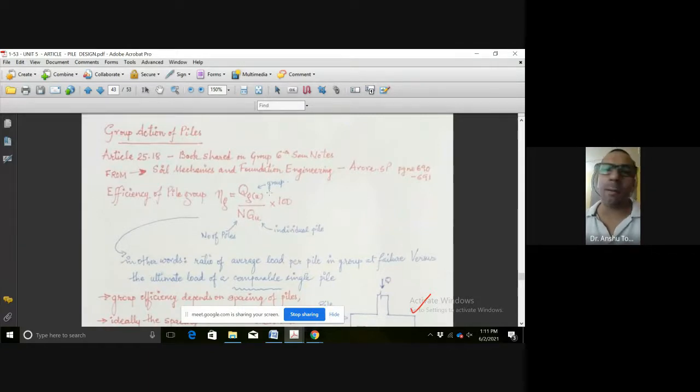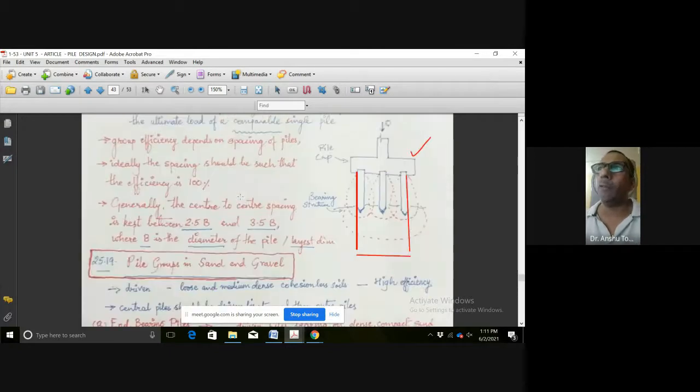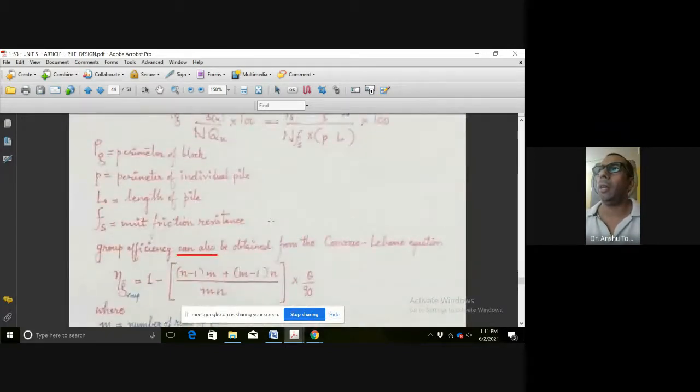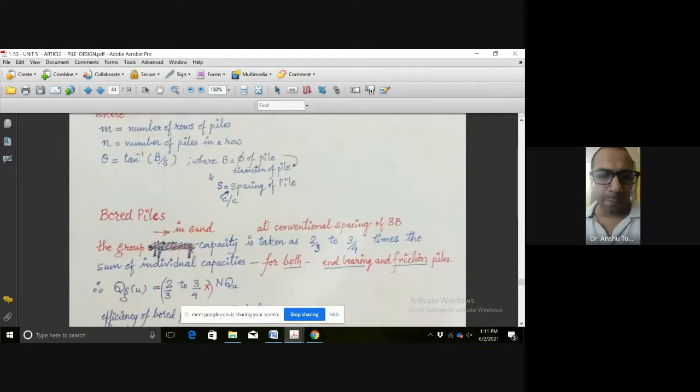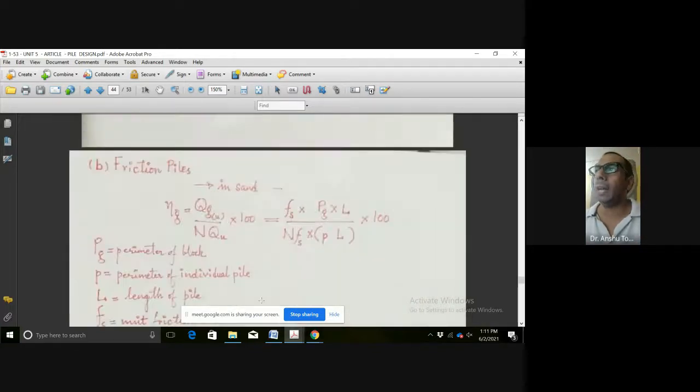अगर हमें ग्रुप एक्शन निकालना है तो जो फॉर्मूलाज हमने पहले यूज किए थे, यानी पॉइंट बियरिंग में, QU is equal to FS AS plus FP AP. FS AS क्या है? FS AS is skin friction resistance stress plus surface area of the pile. यहां पर पाइल की जगह पाइल ब्लॉक आ जाएगा, इंडिविजुअल पाइल नहीं आएगा, पूरे पाइल का ब्लॉक आएगा. और वो कैसे निकालेंगे हम?